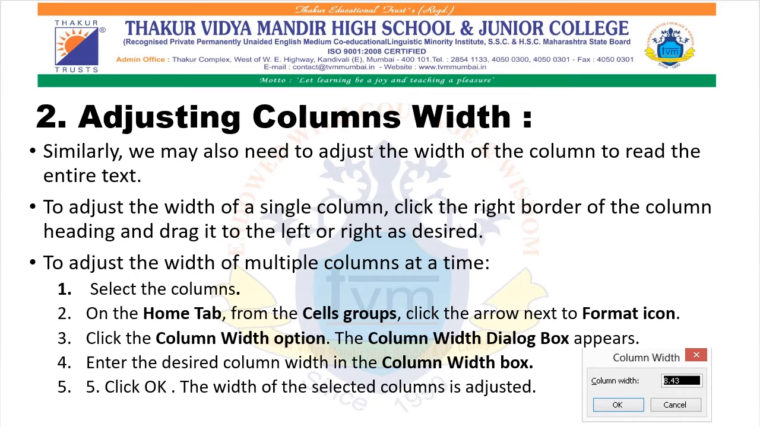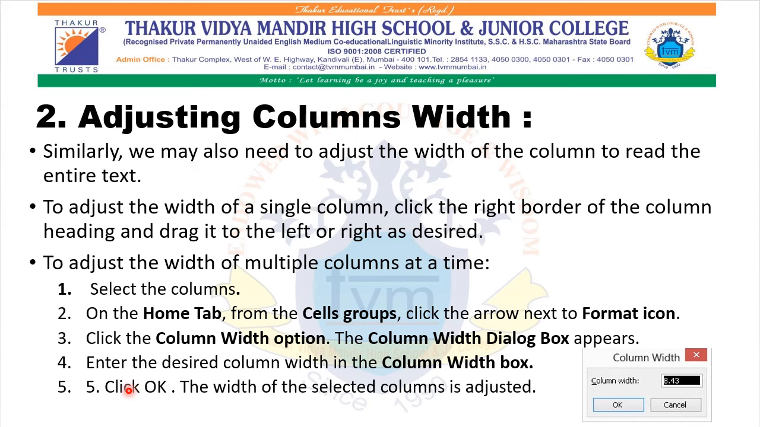Now if you want to adjust multiple columns at the same time, just select the number of columns you want to adjust, and then go to the Home tab. From the Cells group, click the arrow next to the Format Cell icon. Click the Column Width option. The Column Width dialog box will appear on the screen. Enter the desired column width.